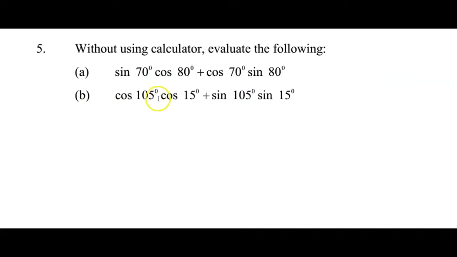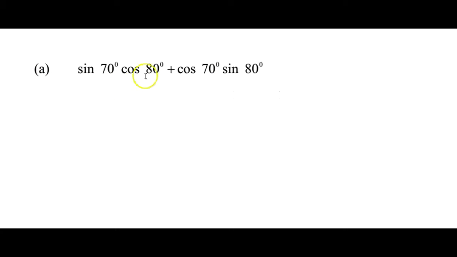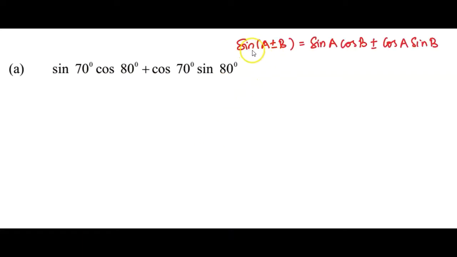This is another example where we are going to relate the expression to the compound angle formula. So look at the first question. Now I will just relate sine 70 cos 80 plus cos 70 sine 80 to one of the compound angle formulas, which is sine A plus minus B equals sine A cos B plus minus cos A sine B. So here I got positive, right? You know that later on we are going to simplify this into sine A plus B, where the A will be represented by the 70 and the B is 80. Okay, this is your A, this is your B.